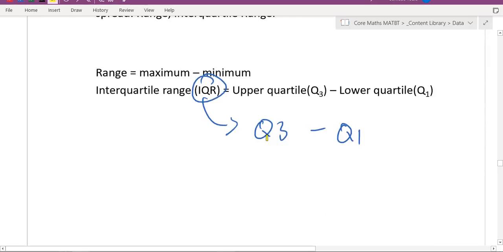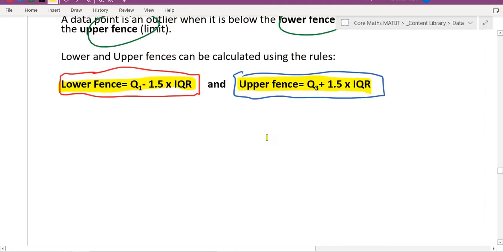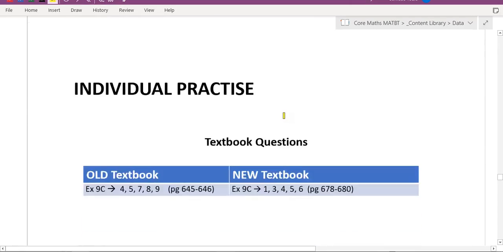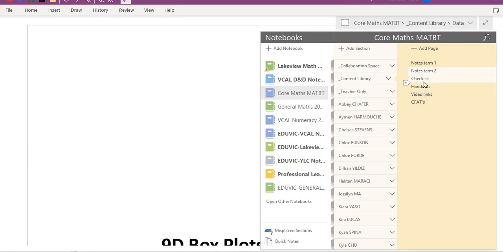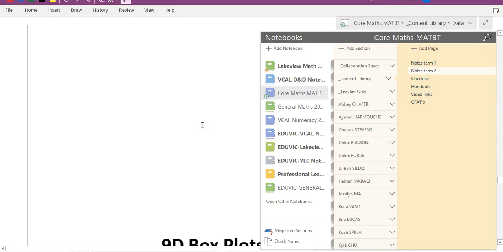Lower and upper fence, so make sure you watch out for the formulas for that. Lower fence is going to be Q1 minus 1.5 times IQR, and then upper fence is Q3 plus 1.5 times IQR, and it's all about finding outliers. So anything below the lower fence or above the upper fence is going to be an outlier. If you've forgotten how to do that, watch the videos that I've recorded. They're all up on YouTube. I will upload the video links in here again at some point, on this page, but I haven't been doing that, but I will do that from today.